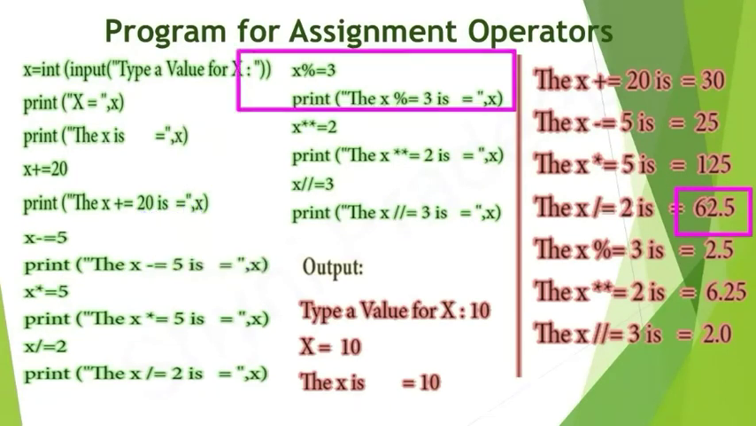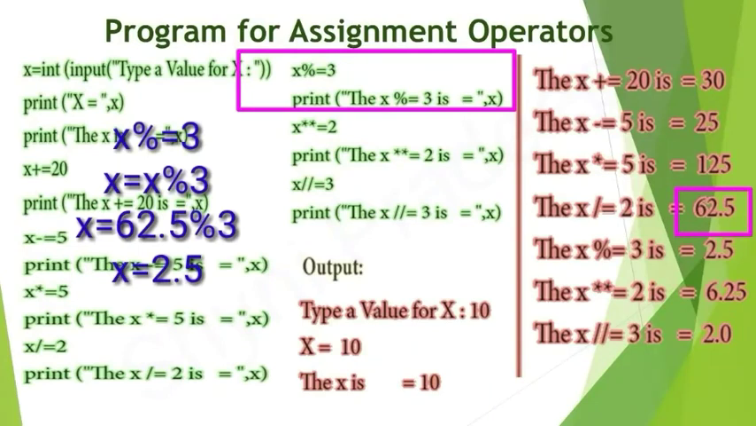And next, X percentage, which means modulus, is equal to 3. Print X modulus is equal to 3 is X. Now our new X value is what? 62.5. Here write X modulus is equal to 3. Here it first performs the modulus operation and returns the result to the variable X. X equal to X modulus 3. What is the value of X?